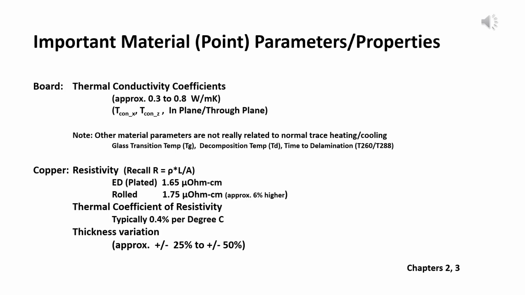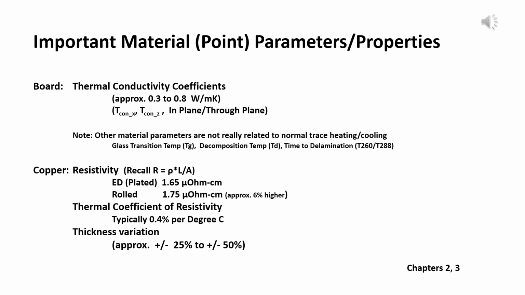There are 3 material or environmental parameters that are important in determining the temperature of a trace, besides the obvious current down the trace. In a board, we have a thermal conductivity coefficient. There are 2 of them. One is through plane, the other is in plane. The in-plane thermal conductivity coefficient is a measure of the conductivity of the heat away from the trace in a plane parallel to the trace.